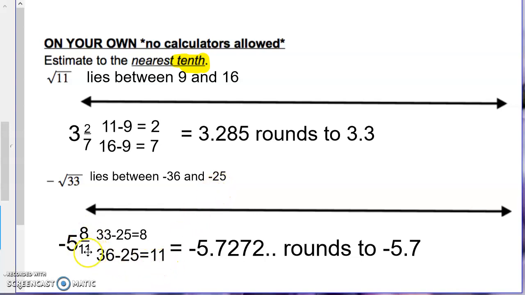Then 8 goes inside the house, 11 stays out, and that gives me 0.7272 repeating. Well, I just need to round it to the nearest tenth, so that would give me negative 5.7 as my estimate for negative square root of 33 to the nearest tenth.